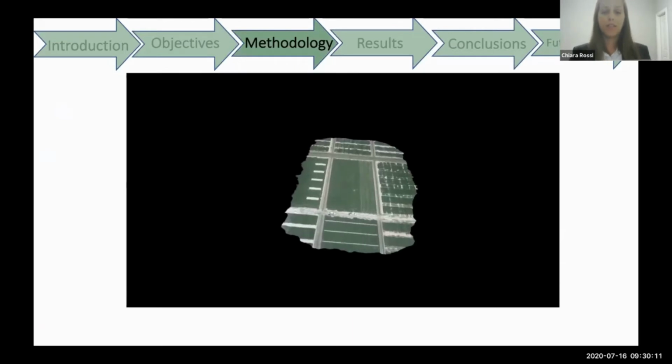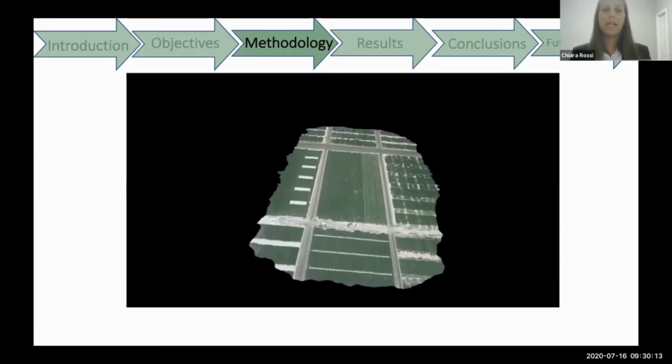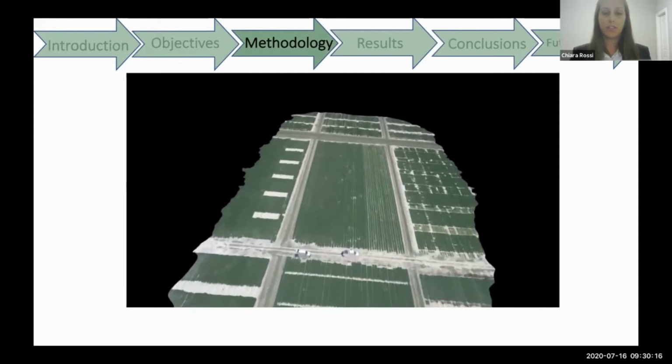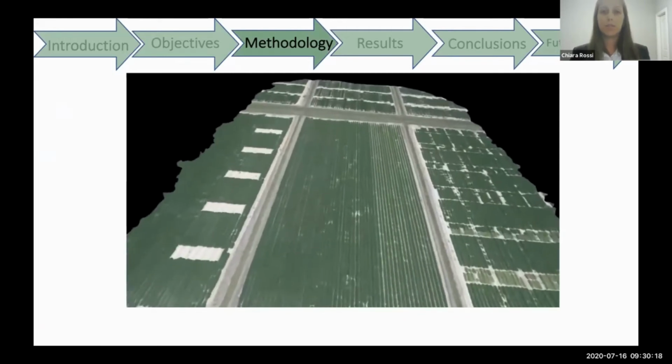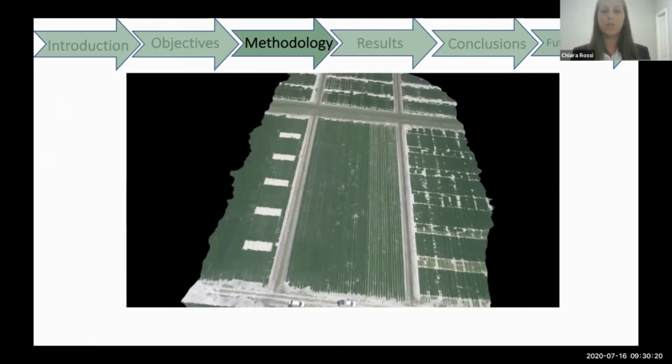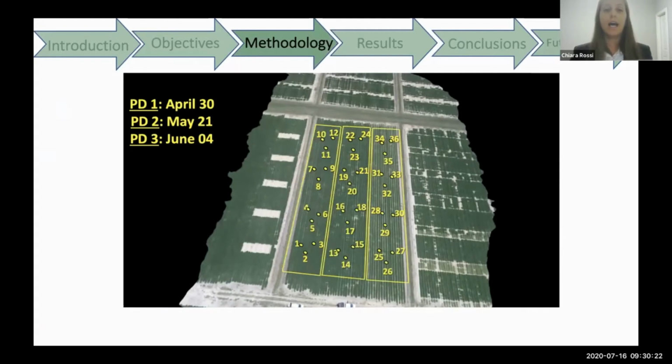So this is our field. It's located in Tifton, Georgia, and is part of University of Georgia Research Centers. The experiment was conducted last year, and the cultivar used was Georgia 6G. As you can see, the field is divided in 3 blocks, each representing one planting date. From the left, we have the first planting date that was planted in April 30, the second one in May 21st, and the third one in June 4th. Every planting date is divided in 12 replications for a total of 36.